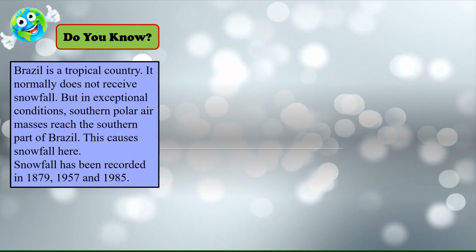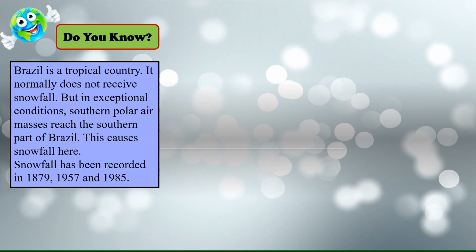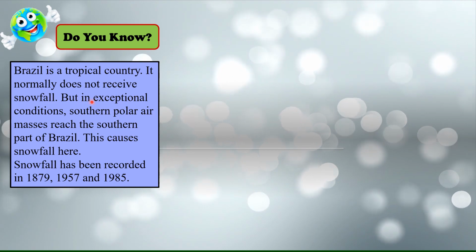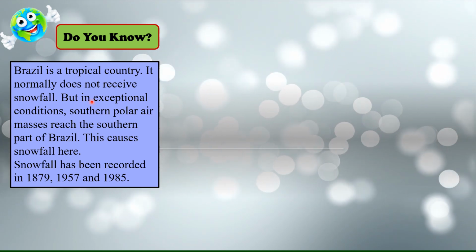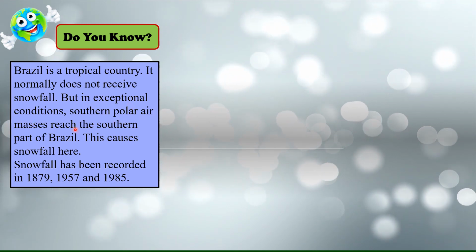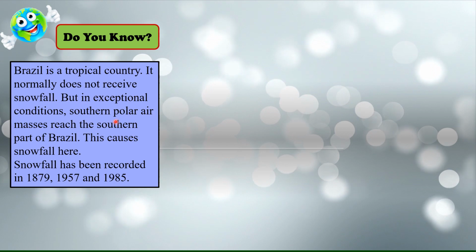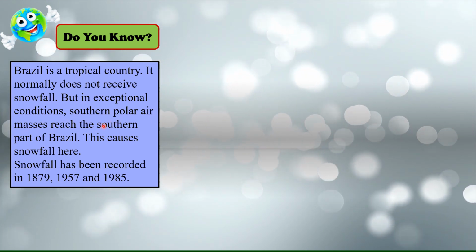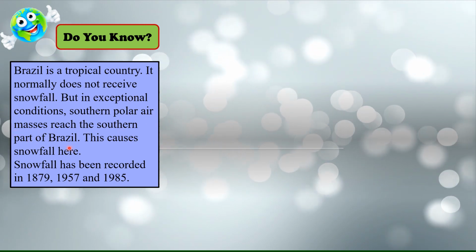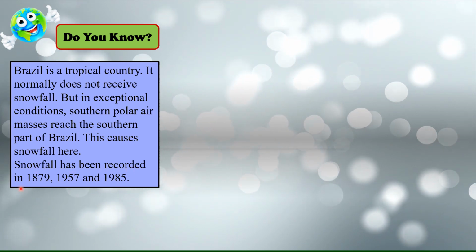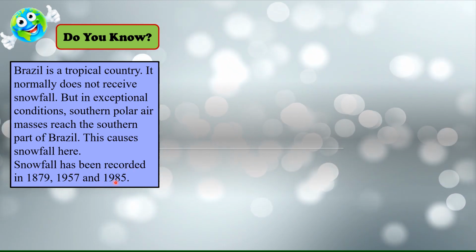The fact given on page number 31: Brazil is a tropical country. It normally does not receive snowfall because the sun's rays are direct, perpendicular in that area. But in exceptional conditions, southern polar air masses reach the southern part of Brazil. So we need to understand what we mean by southern polar air masses. This causes snowfall here. Snowfall has been recorded in 1879, 1957 and 1985.